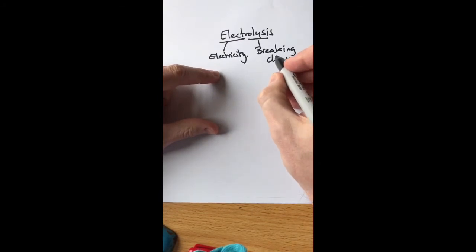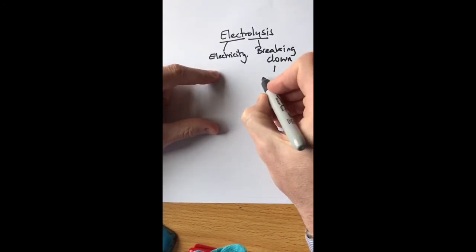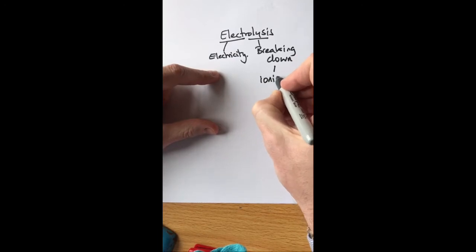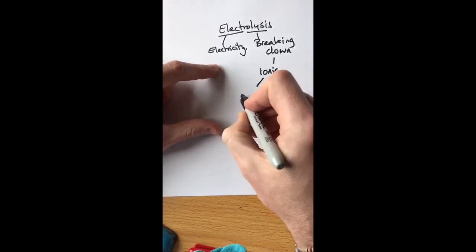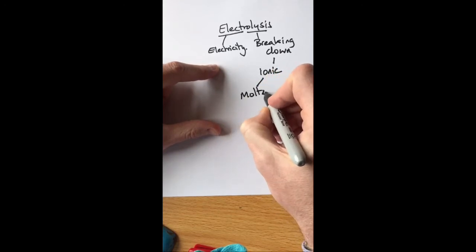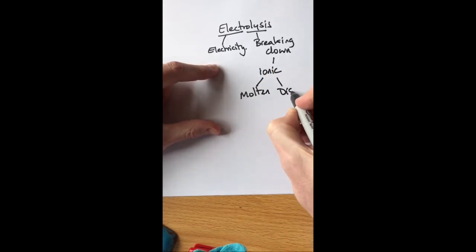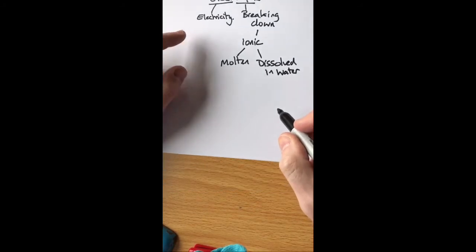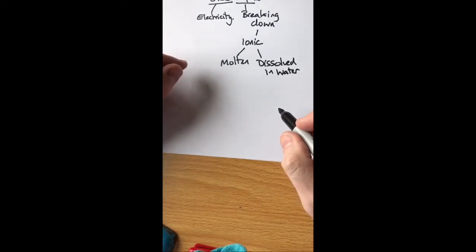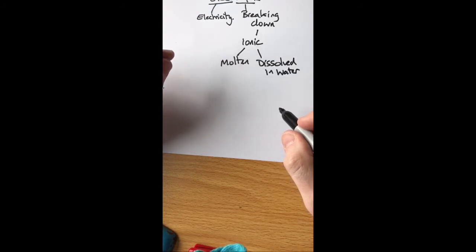Remember, when we start to break these down, the substances have to be ionic, and in order for the electricity to pass through them, they either need to be molten or dissolved in water. Okay, the reason they have to be this, you should be asking yourselves that question. Have a little think, why do they have to be molten? Why do they have to be dissolved in water? We need a couple of seconds just to have a quick think.